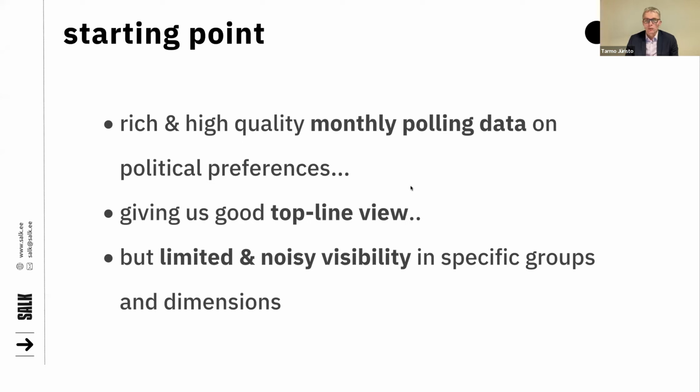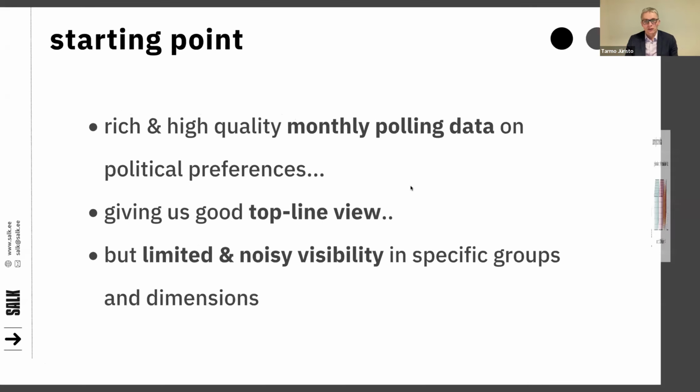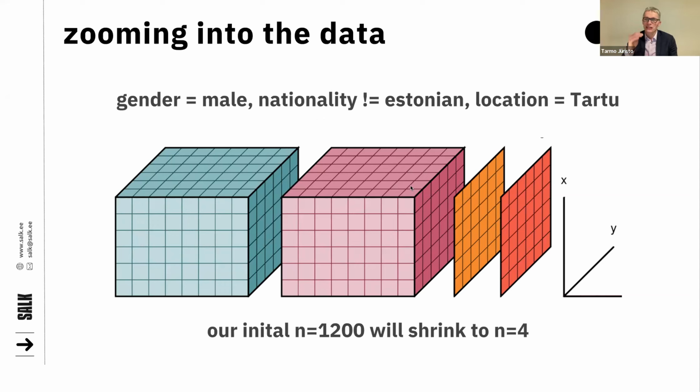Just to give you an idea, normally we run our monthly polling rounds with a sample size of 1,200 people. That's good enough to give us across the population, sorry for using frequentist lingo here, a confidence interval of plus or minus about 1.52 percentage points. However, if we zoom in and apply just 3 simple filters, say I'm interested in males, I'm interested in non-Estonians, since about a quarter of the Estonian population is Russian speaking, and I'm interested in people in the second largest city in Estonia, which is Tartu, then by applying these 3 filters the initial 1,200 will shrink to 4 observations.